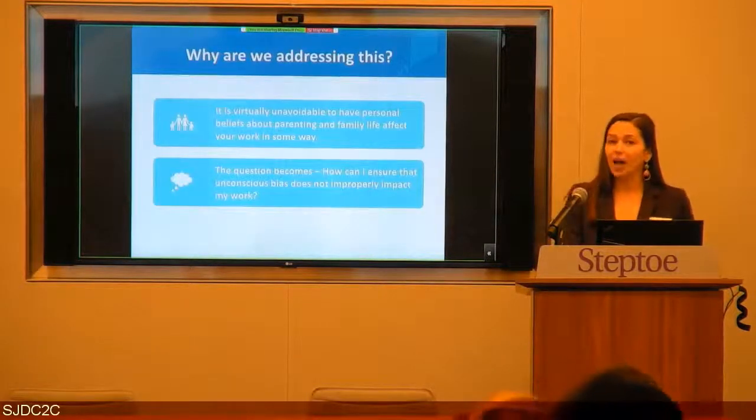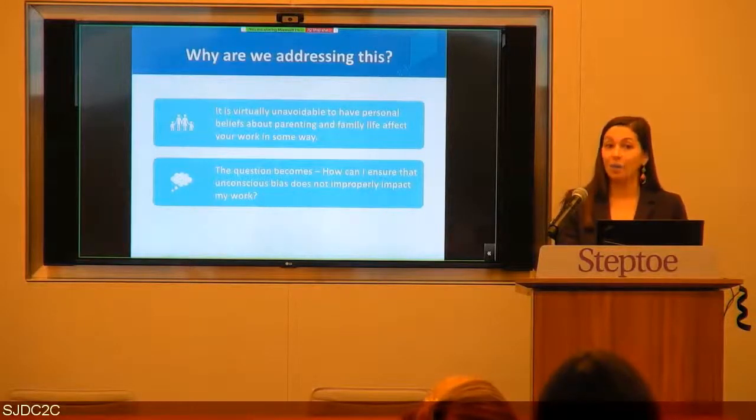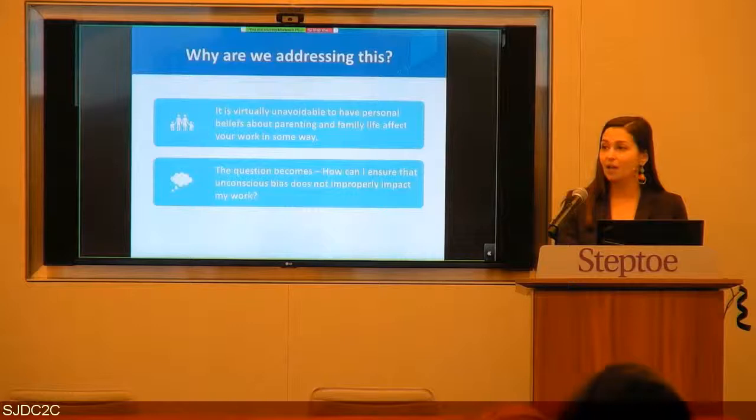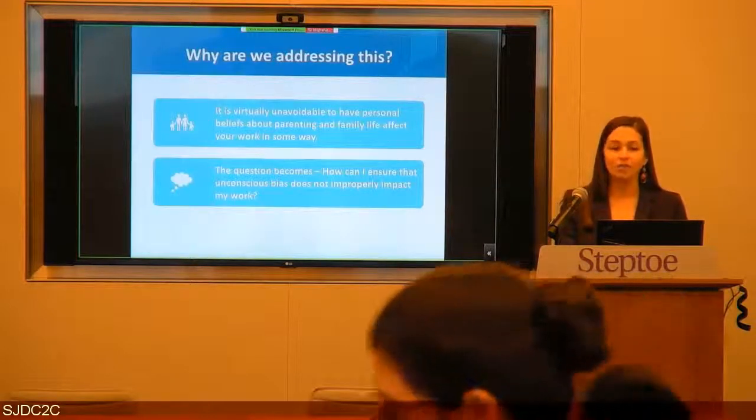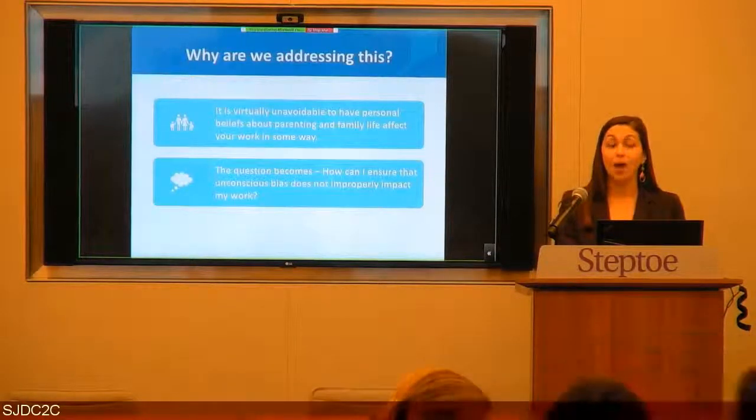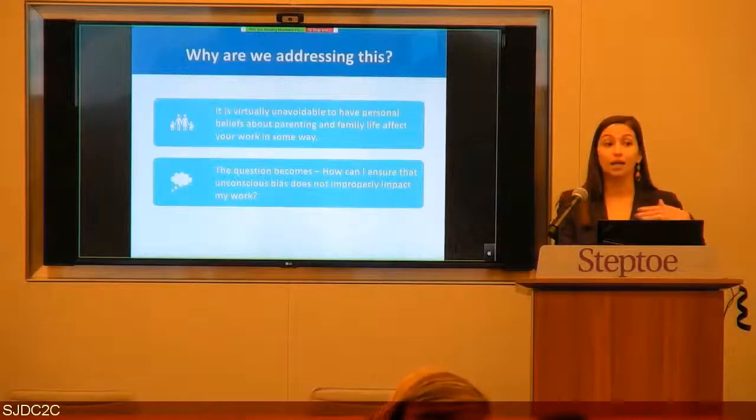We're addressing this because we're dealing with families, right? This is family law. There may be conflict at different levels. Some of our cases are more contested than others, for sure. And it's really unavoidable for our personal experiences not to come into play. That's just naturally going to happen. And so the question is, how can we ensure that our unconscious, our implicit biases are not negatively or inappropriately impacting our work on a case?